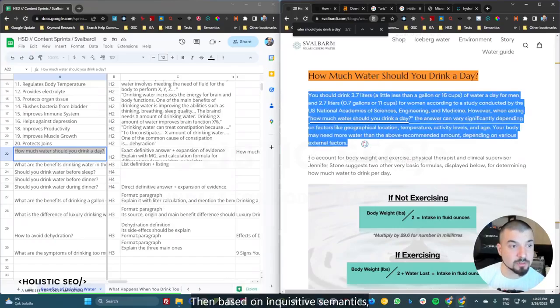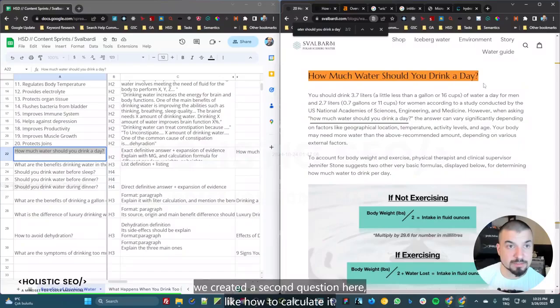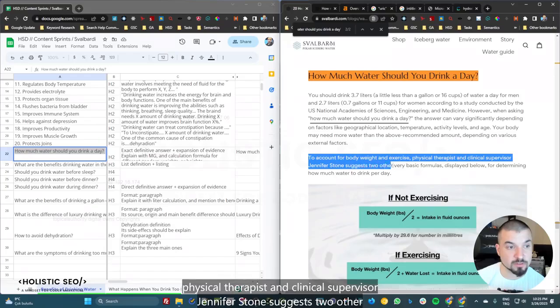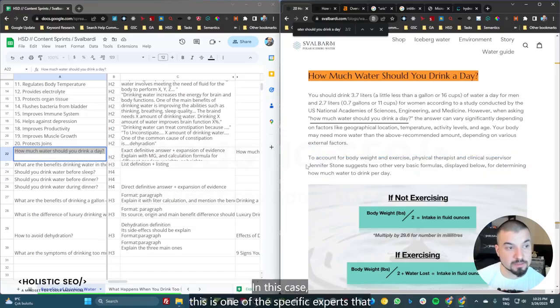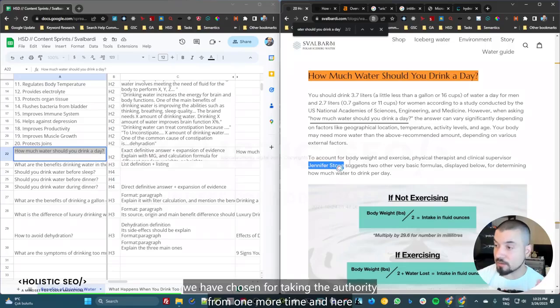Then, based on Inquisitive Semantics, we created a second question here, like how to calculate it. In this case, we tell to account for body weight and exercise, physical therapist and clinical supervisor Jennifer Stone suggests two other very basic formulas displayed below for determining how much water to drink per day. In this case, this is one of the specific experts that we have chosen for taking the authority from.